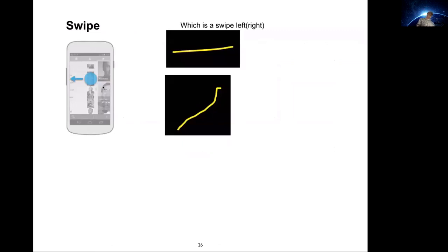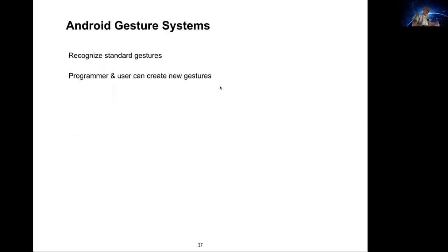Yeah, there's touch, tap, fling, zoom, pinch, double tap, for a standard. And if I do this by hand, it gets complicated, because what's a swipe? What's this? Is it swipe left or right? So the gesture detector will figure this out for you, and the system recognizes the standard gestures.